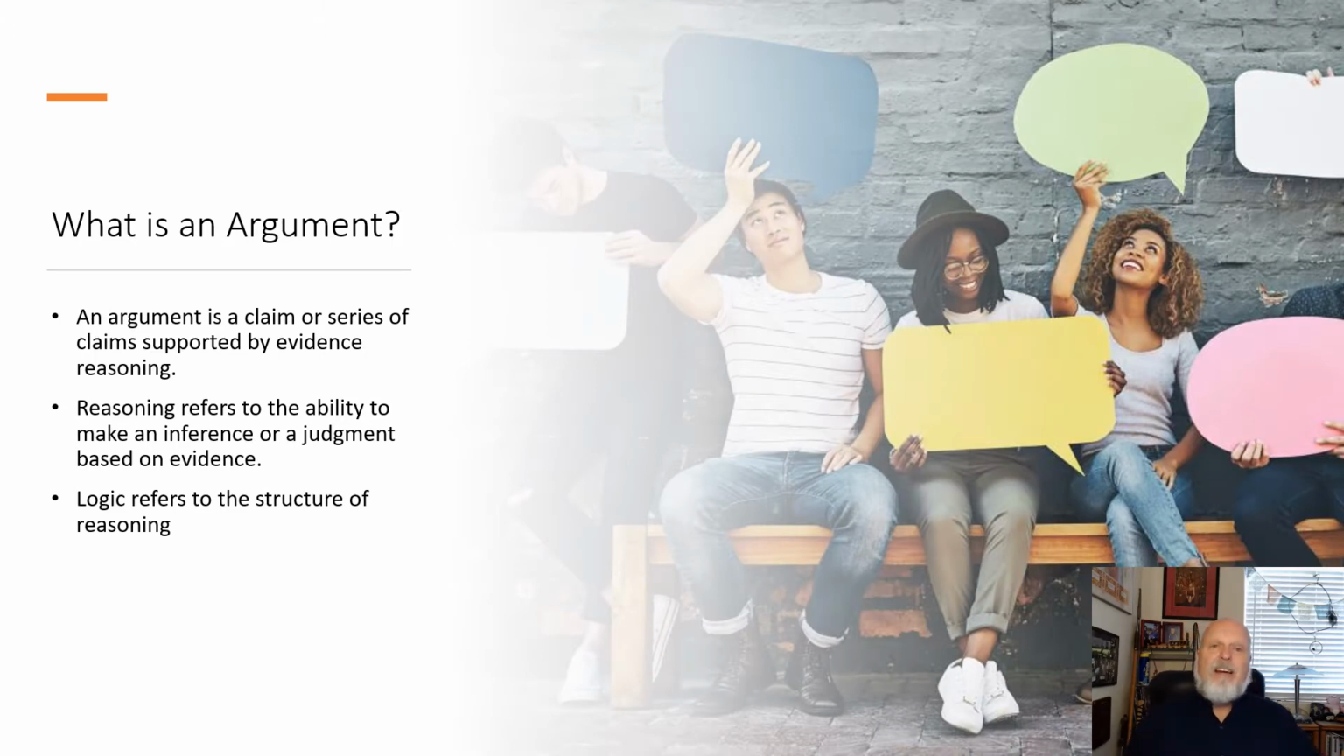What is an argument? An argument is a claim or series of claims supported by evidence and reasoning. Reasoning refers to the ability to make an inference or judgment based on evidence. Logic is oftentimes what we call that process, and is the structure of reasoning. What this is really saying is that in order for us to persuade someone, what we're saying needs to make sense. It needs to connect the dots for them so they can see when they arrive at that decision how they got there and why they got there.